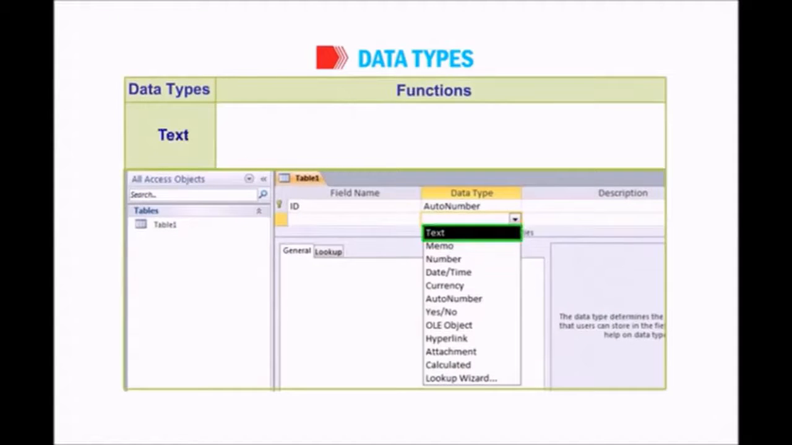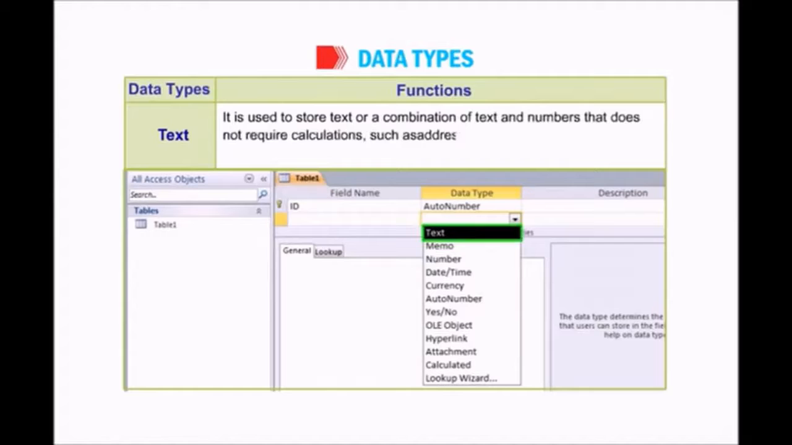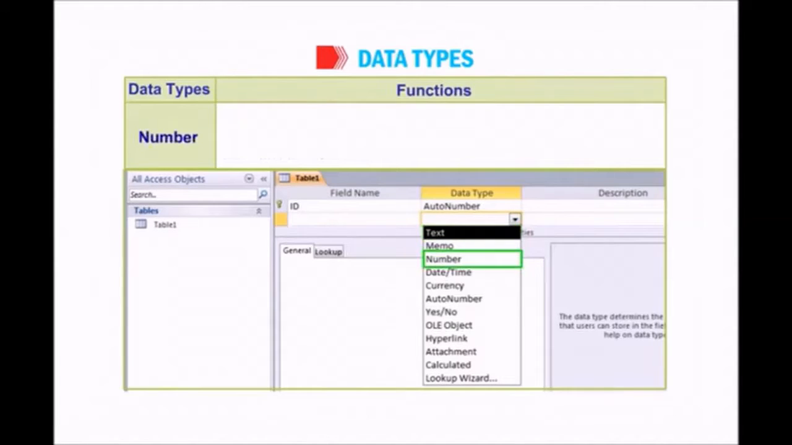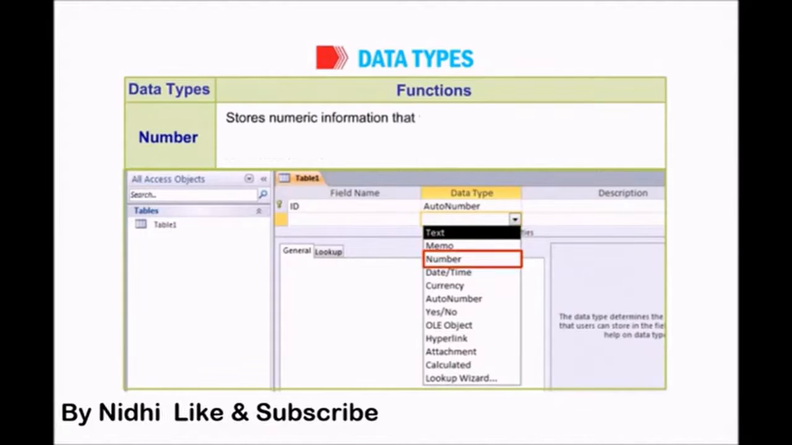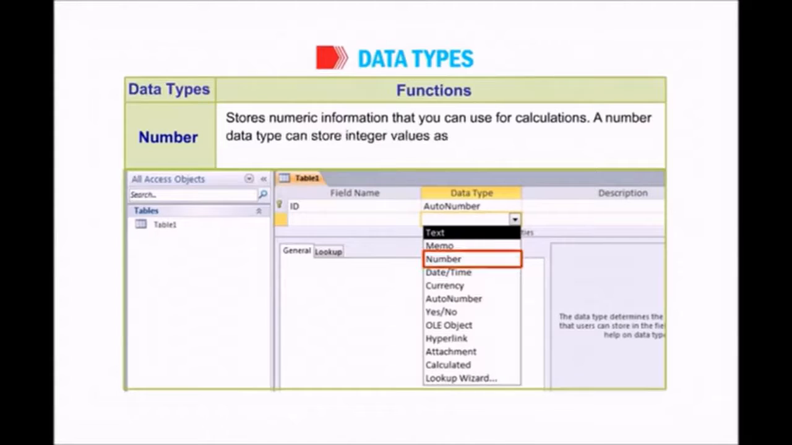Data types and functions. Text is used to store text or a combination of text and numbers that does not require calculation, such as address, phone numbers, etc. The fields with this data type can have a maximum of 255 characters. Number stores numeric information that you can use for calculations. A number field can store integer values as well as decimal values. The maximum size of a number field can be 16 bytes.